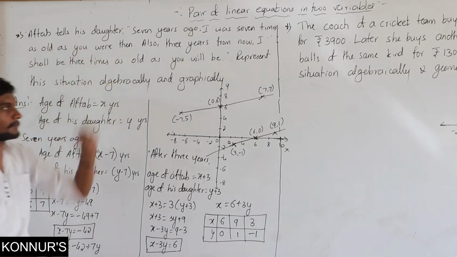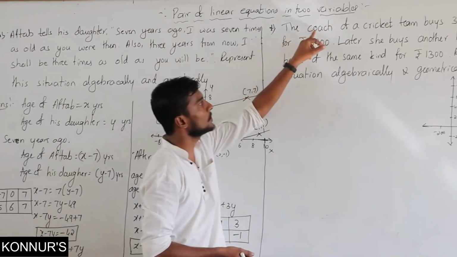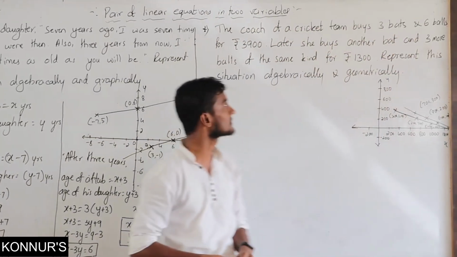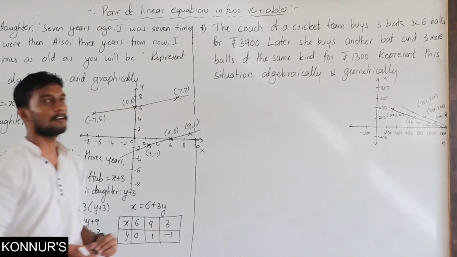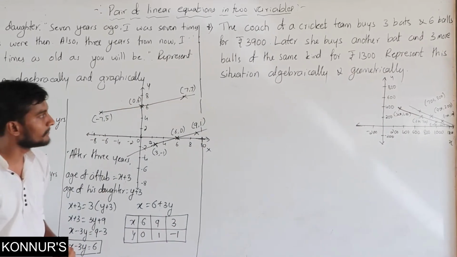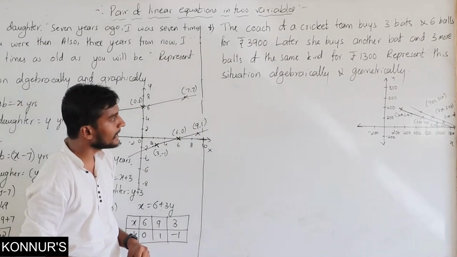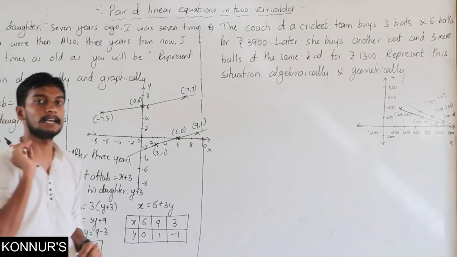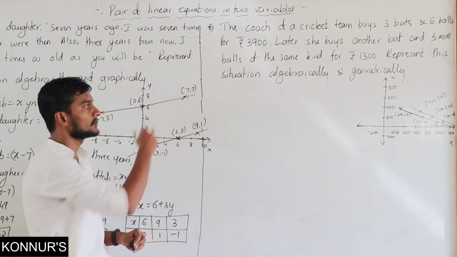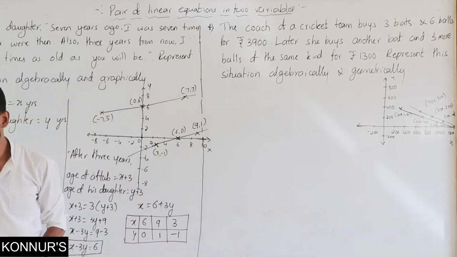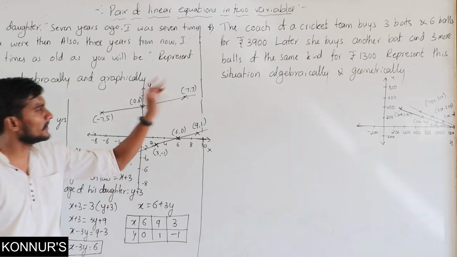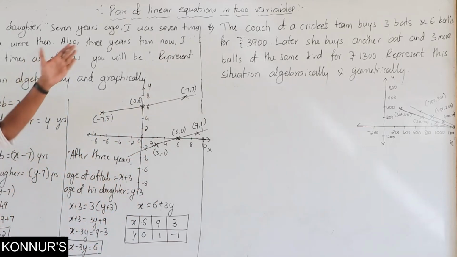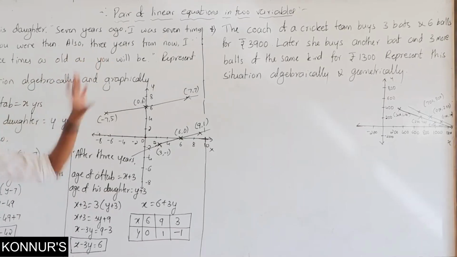The second question is: the coach of a cricket team buys 3 bats and 6 balls for 3,900 rupees. Later, she buys another bat and 3 more balls of the same kind for 1,300 rupees. Represent this situation algebraically and geometrically. So here, the same method that I have used here, we have to use there. The question is a little bit different.